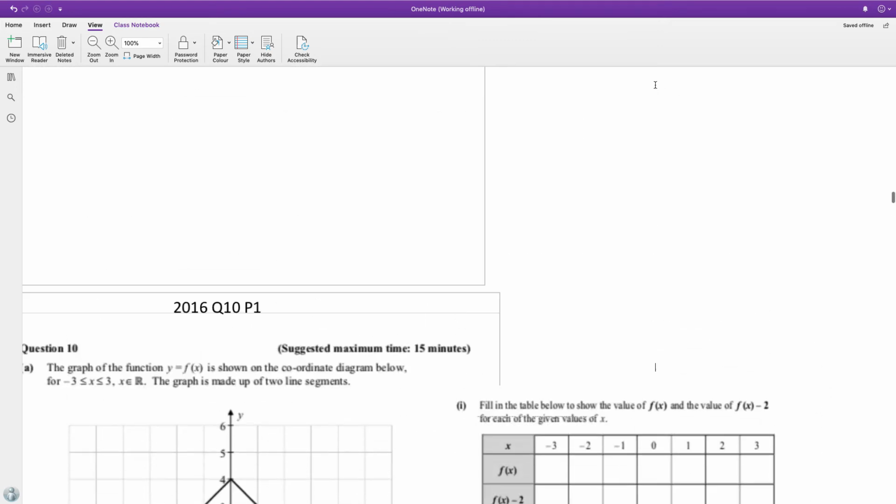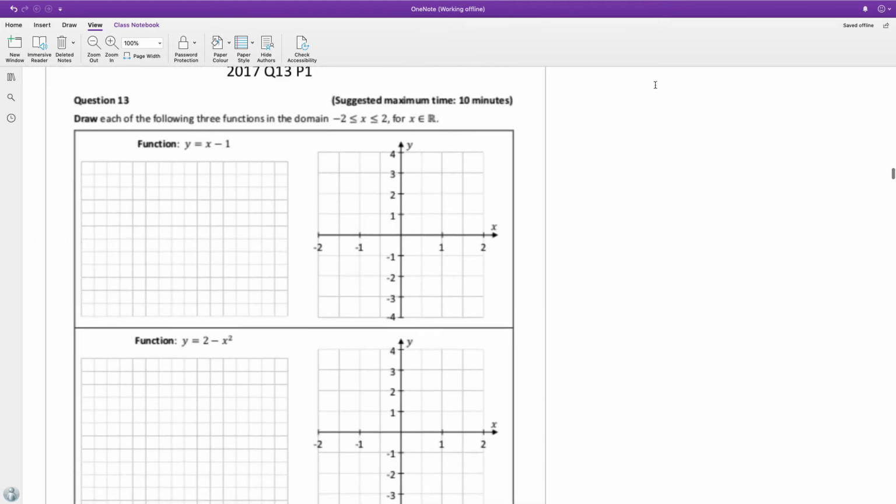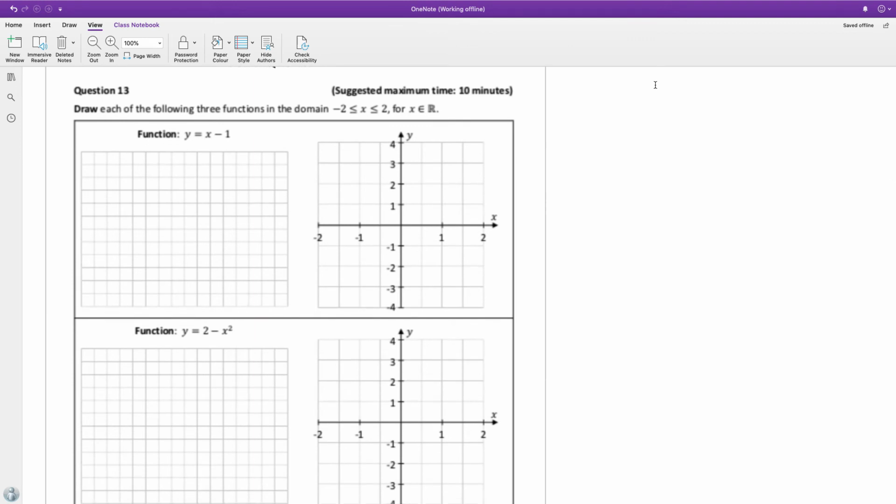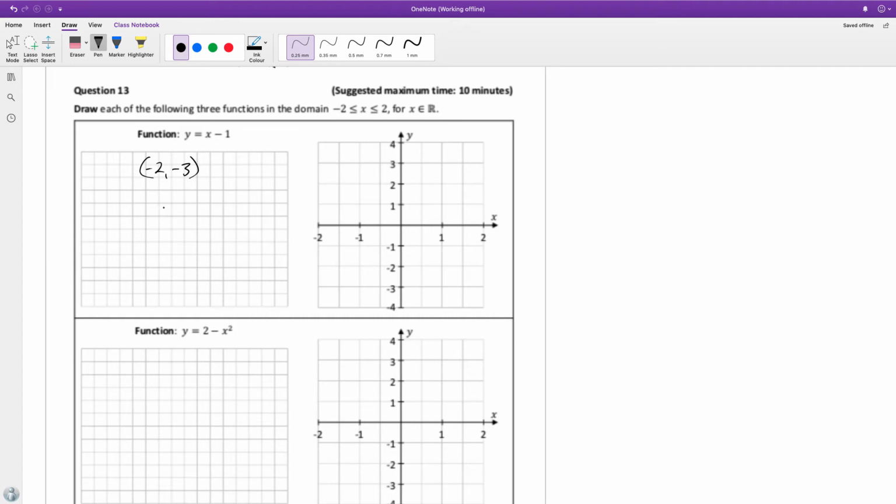Right guys, let's have a little look at them, will we? So, drawing our functions. The first one, we should have been getting the points -2, -3, -1, -2, 0, -1, 1, 0, and 2, 1, isn't it?